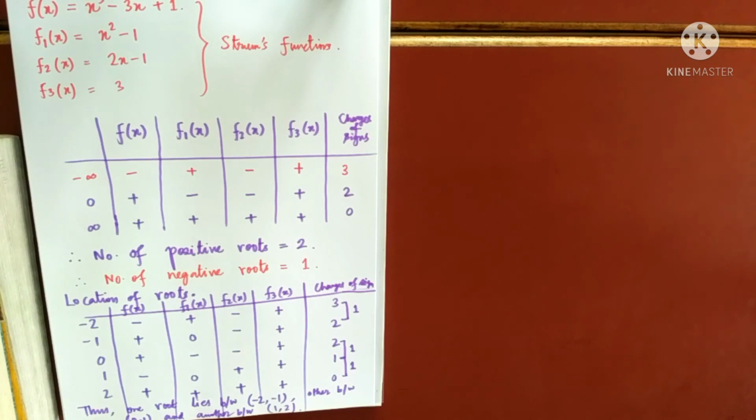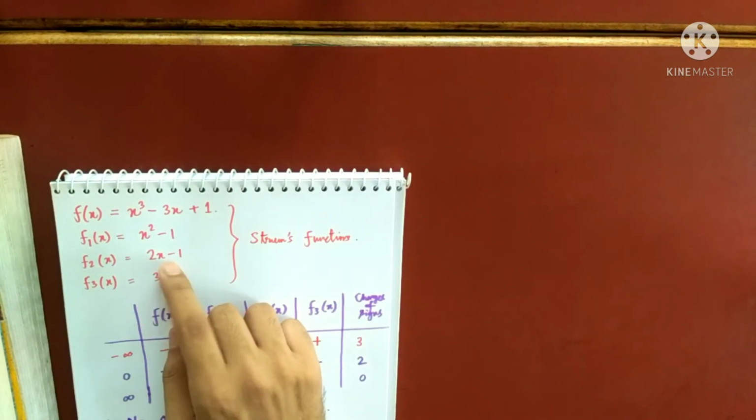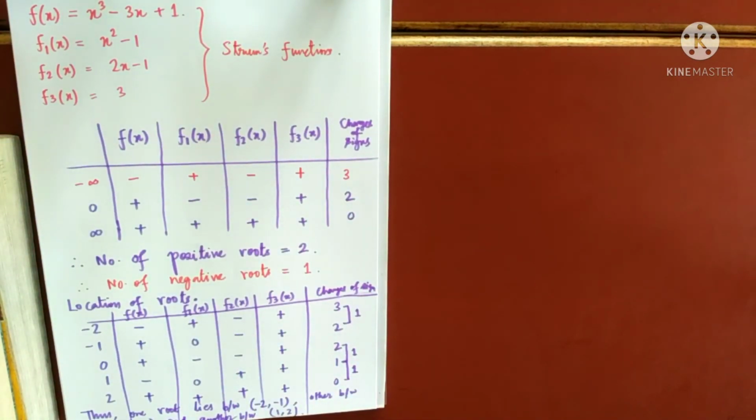This process was only true when my given equation had no multiple roots. And how did I conclude that it has no multiple roots? By looking at the last remainder. If the last remainder is some nonzero number, you can conclude that the given equation has no multiple roots.